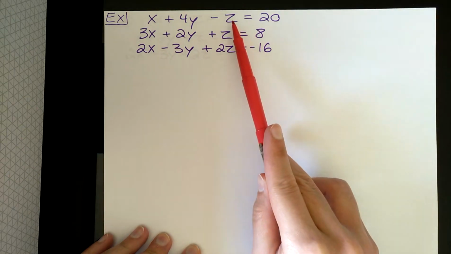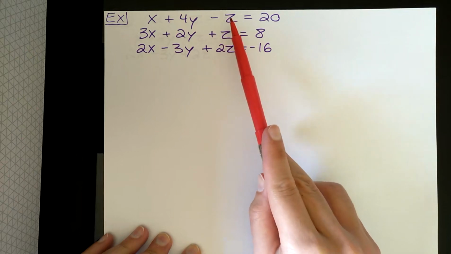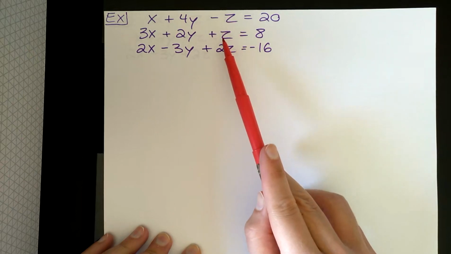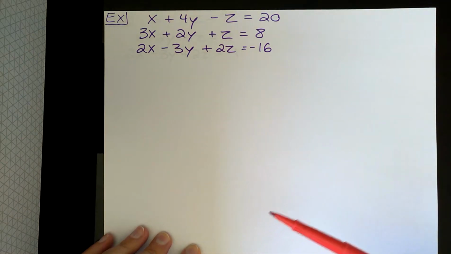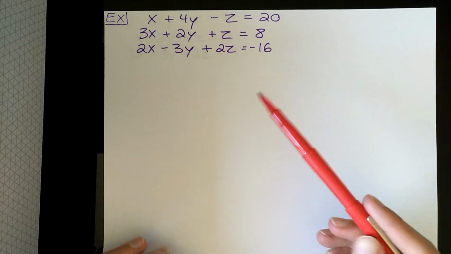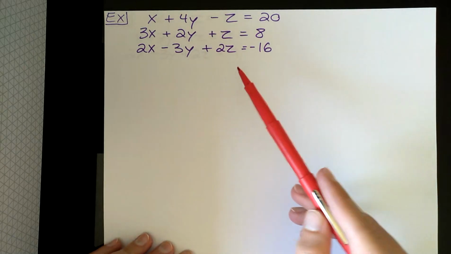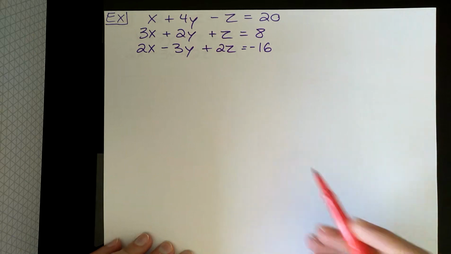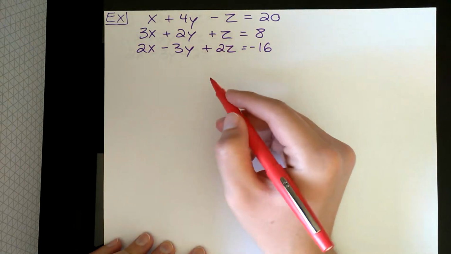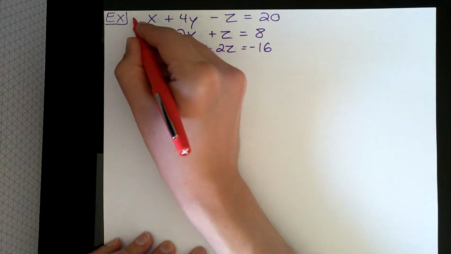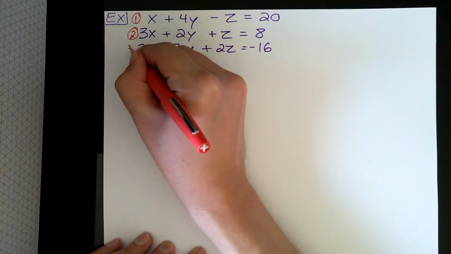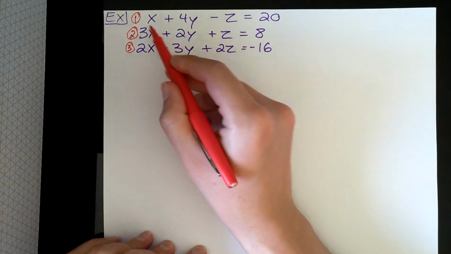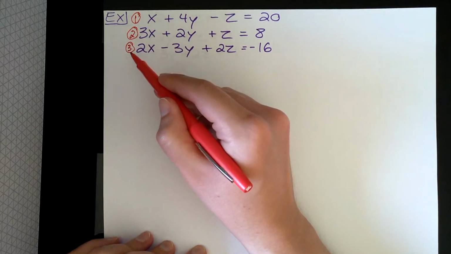The reason for that is right away you can eliminate z from the first two equations by adding them together. You don't have to multiply anything. So, it doesn't matter which one you pick, it's just generally you want to look for the easiest one. So, we're going to go ahead and eliminate z in this example by first noting what these equations are. So we'll list them as 1, 2, and 3.